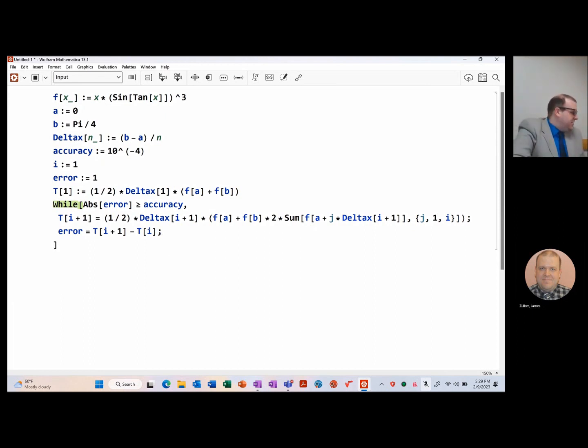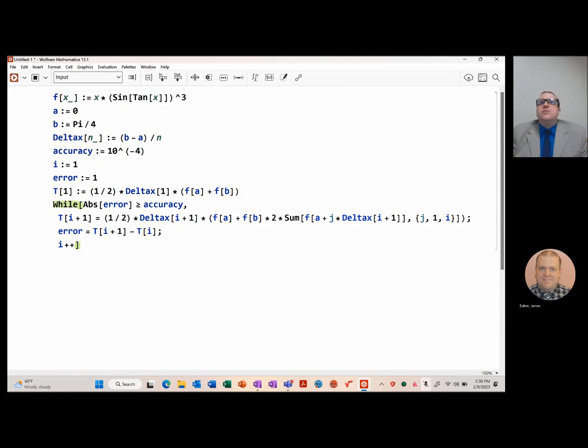Then I'm going to tell it to add 1 to I. So I starts off at 1. We defined error to be 1, which is clearly greater than or equal to 10 to the minus 4. So it's going to go to t of 1 plus 1, which is t2. It'll calculate the error of t2 minus t1. It'll then add 1 to I. So now I equals 2.